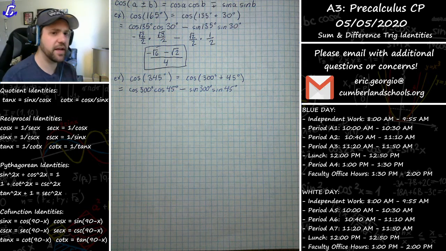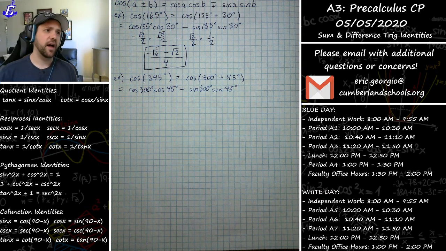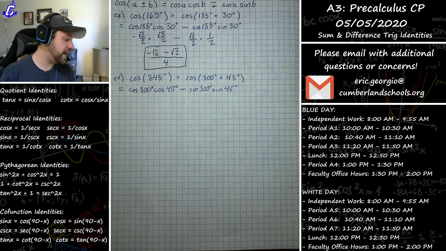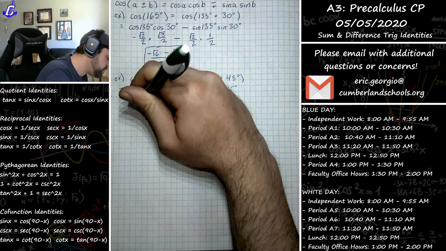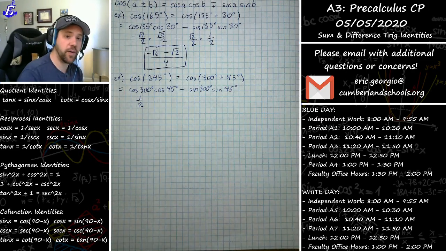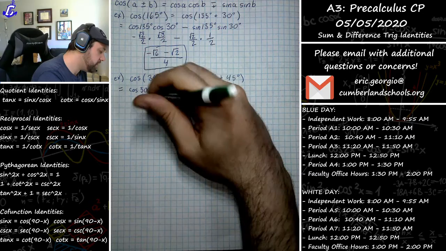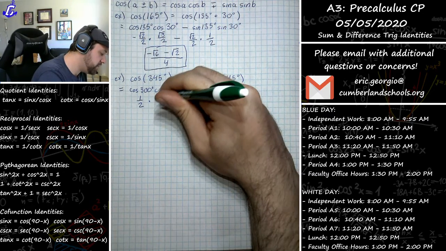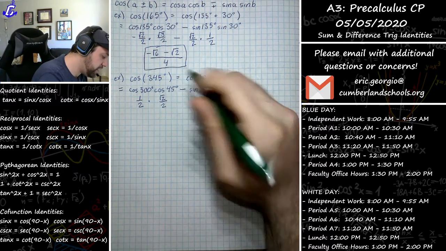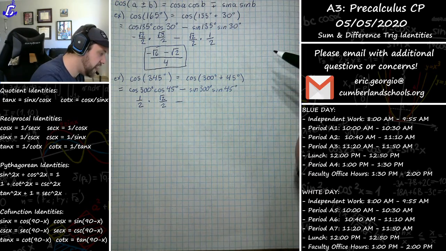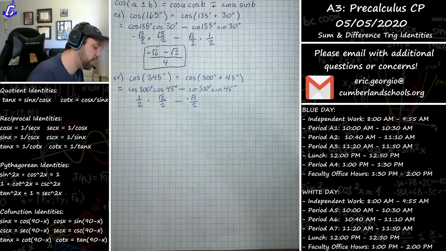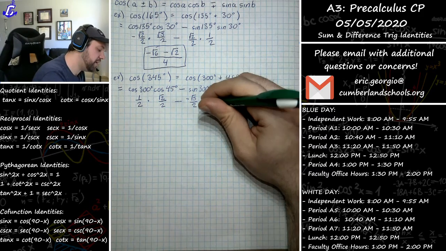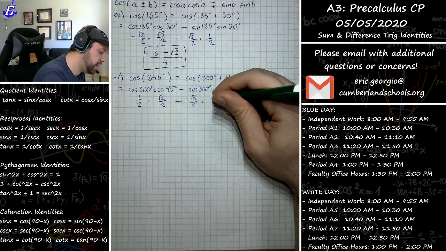Let's see, cosine of 300 degrees. I believe that's one of our pi over 3 angles. So the cosine of anything pi over 3 is going to be 1/2. Since it's in the fourth quadrant, the cosine is positive. Cosine of 45 degrees, that's going to be rad 2 over 2. And correct me if I'm wrong on any of these, by the way. And then we got the sine of 300 degrees, that's going to be negative rad 3 over 2, because it's in the fourth quadrant, times the sine of 45 degrees, that's going to be rad 2 over 2.